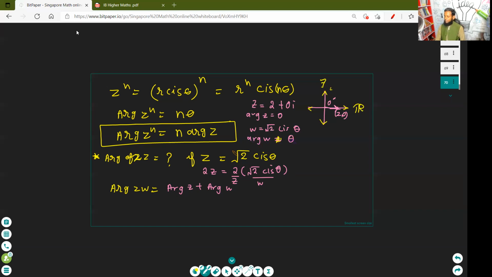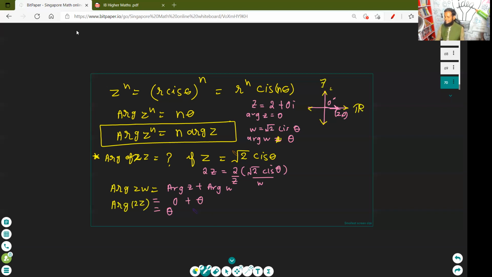Now put the values. Argument of ZW, where ZW means 2Z, is equal to theta. Clear? Okay. The argument of 2Z is theta.